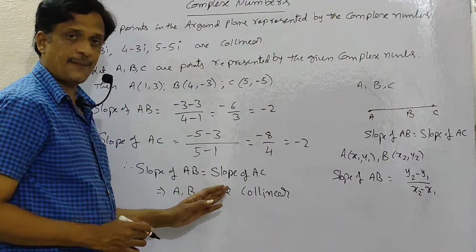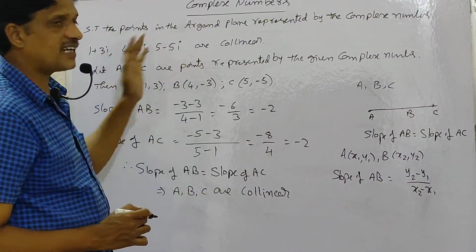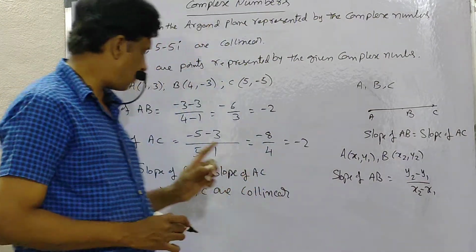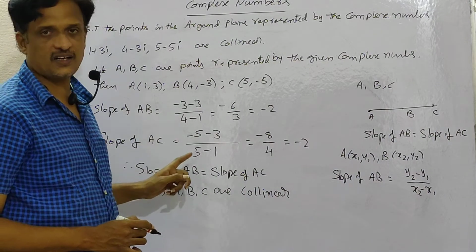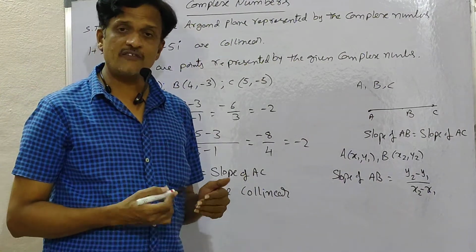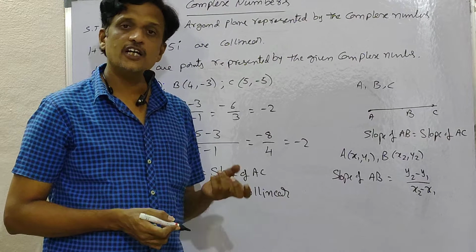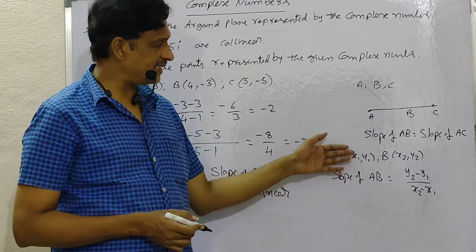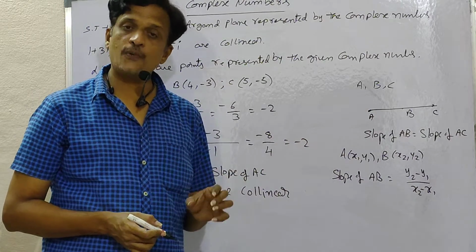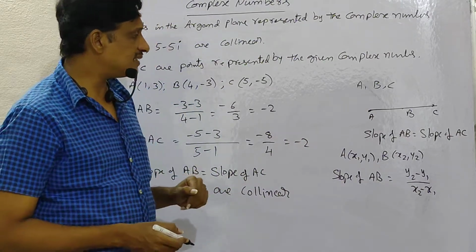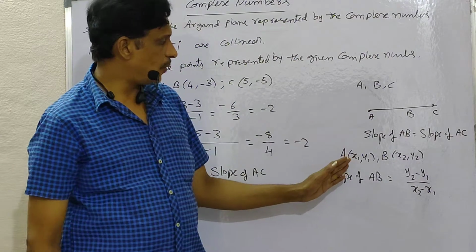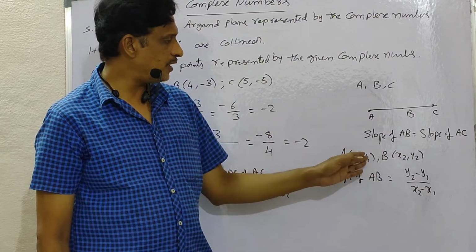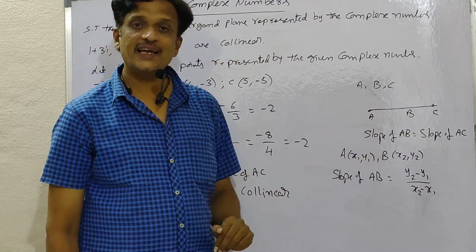So the 3 points A, B, C which are represented by the given 3 complex numbers in the Argand plane are collinear because slope of AB and slope of AC both are equal. Even if you find slope of BA, BC or CA, CB, you will get the same values. So you can say that they are collinear. Like this you can prove that the 3 points are collinear. And the concept we are using is that the slope of the line segment joining the 2 points x1, y1 and x2, y2 is y2 minus y1 by x2 minus x1.